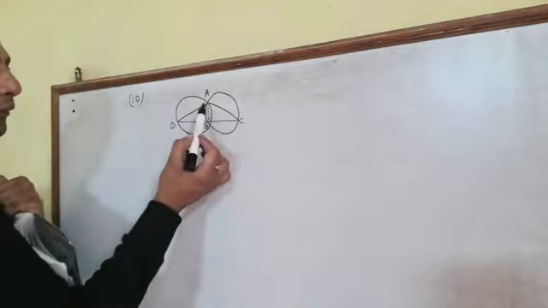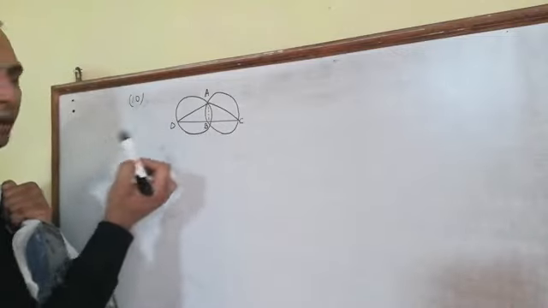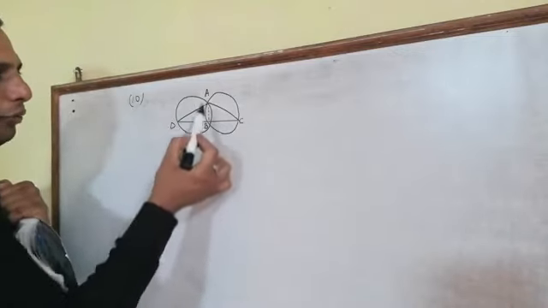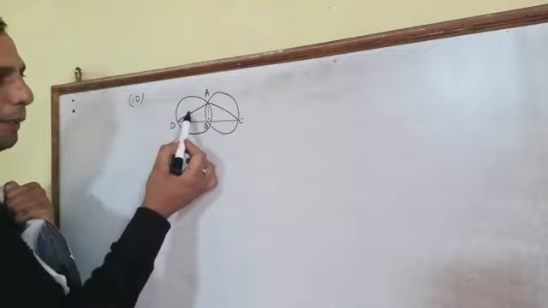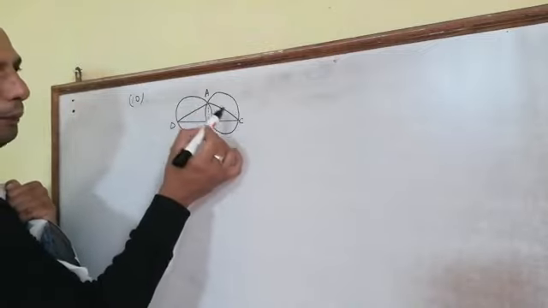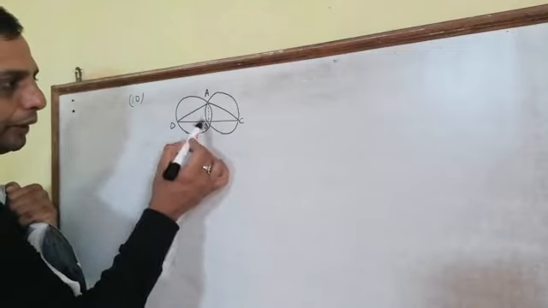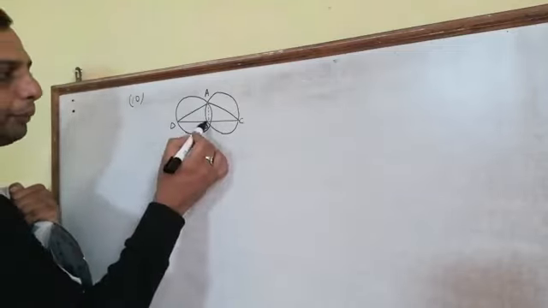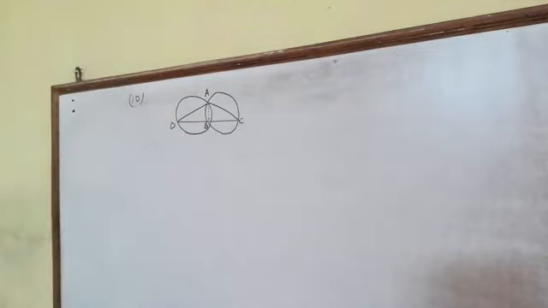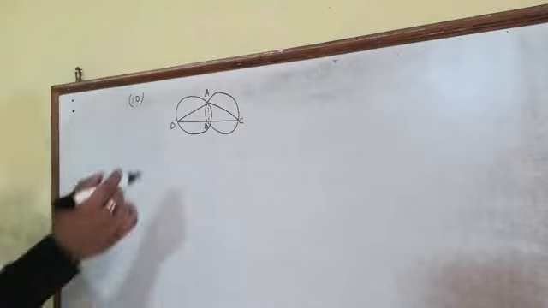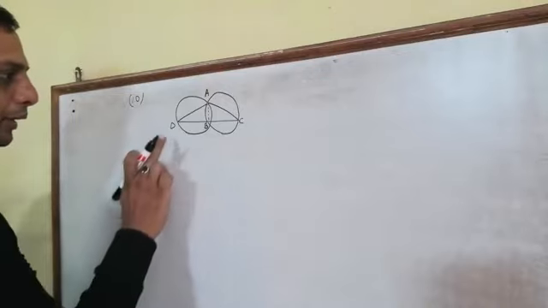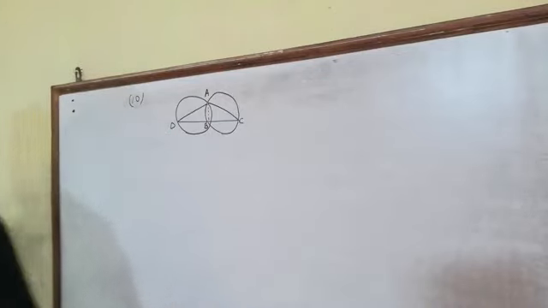So I have taken this one. AB is a side of the triangle, and with AB as diameter I have drawn a circle, and AC is the diameter of the other circle. Now we have to prove that where they intersect, that point lies on the third side of the triangle. That means B, D, C all lie on one line. This we have to prove.